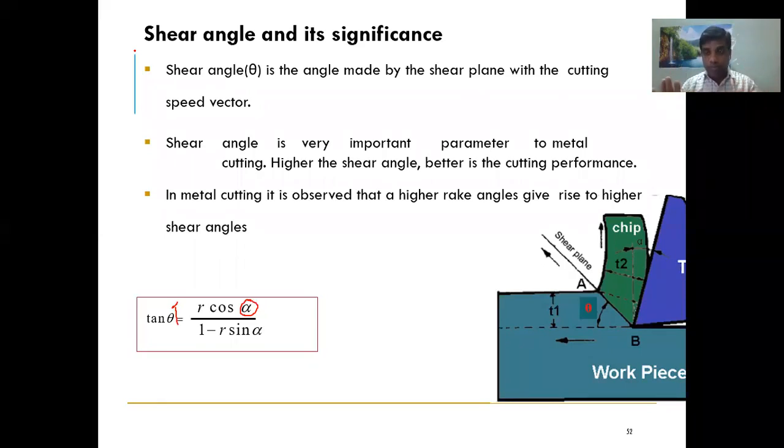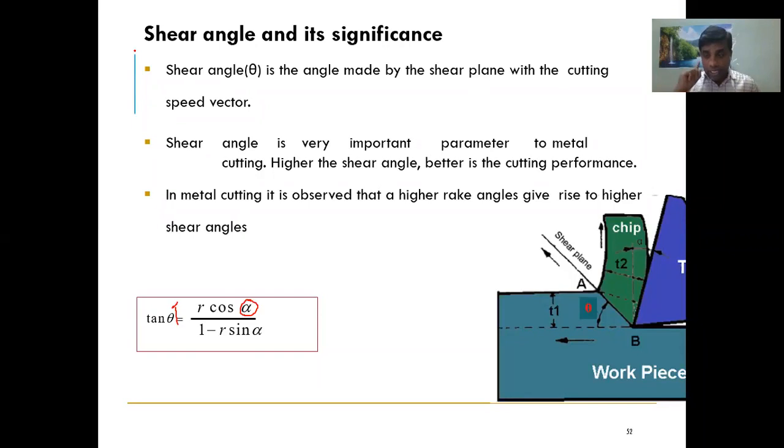कम से कम आप alpha value ज़्यादा से ज़्यादा रखें, क्योंकि rake angle we have already seen in the geometry of a single point cutting tool, right? Rake angle is nothing but the angle that your cutting face makes with the vertical plane. अगर ये angle बढ़ते जाएगा, alpha value बढ़ते जाएगा, then your theta value is also increasing. As theta value increases, all the benefits we just discussed: power reduction, heat and temperature decreased, right? Temperature generation is less, force applied is less.